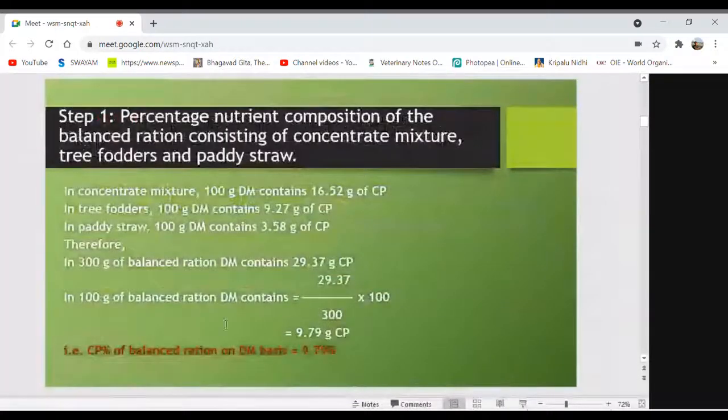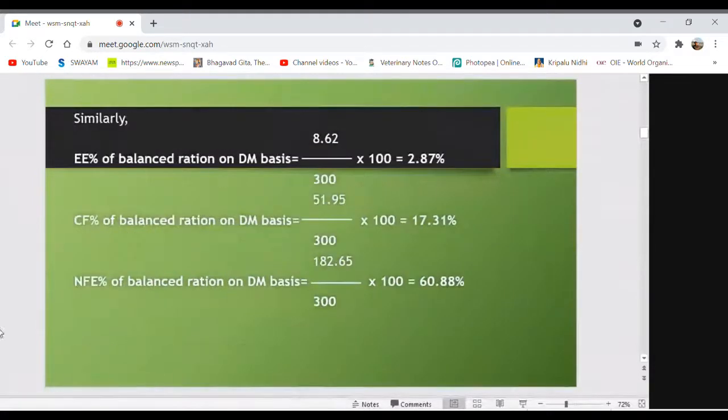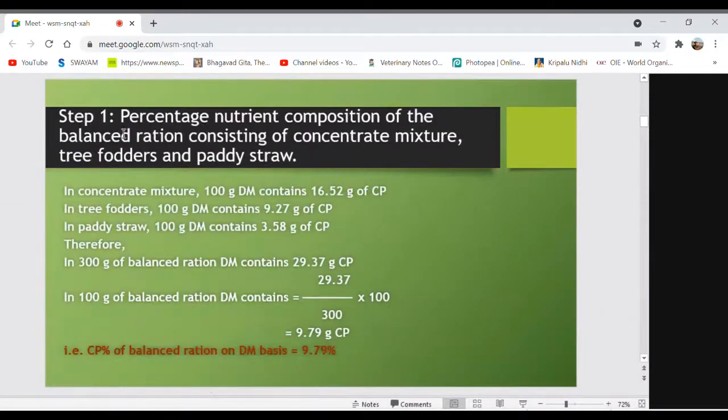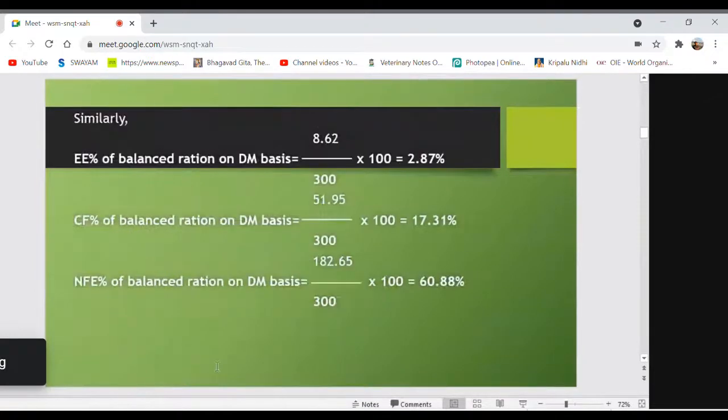So therefore, this calculation. Okay. So similar to CP, you can calculate ether extract percentage of balanced ration on dry matter basis like this. Same here, I have calculated together what will be the total, then 300. This way it is this much, and here in case of NFE it will be 60.88%. If you understand this concept, in that case very easily you will be able to calculate the CP percentage plus other nutrient percentages of that composite mixture. Okay, it's clear.